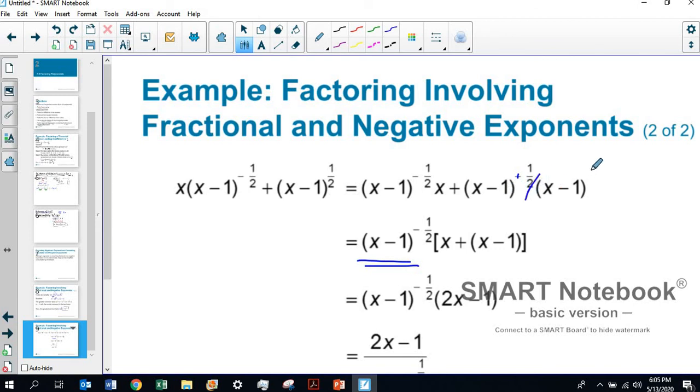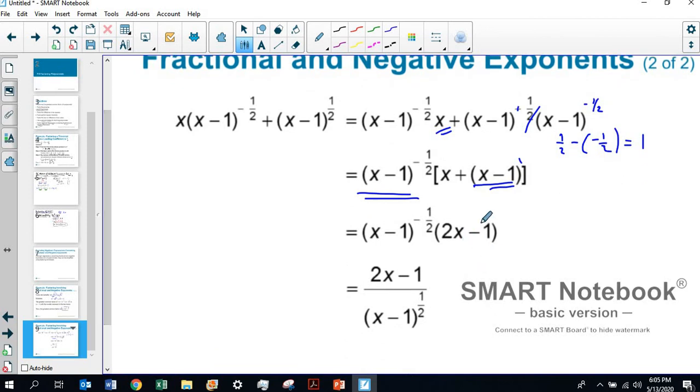If I'm factoring out the negative 1/2, what do I do with the powers? I take 1/2 minus negative 1/2, and I get a plus 1. So I'm left with x plus (x minus 1) to the first power. And then obviously that simplifies down to 2x minus 1. And then you can put it in the denominator if you want to, but you don't have to do that.